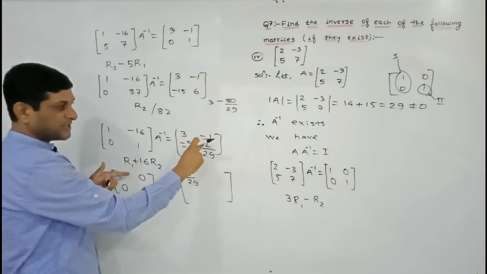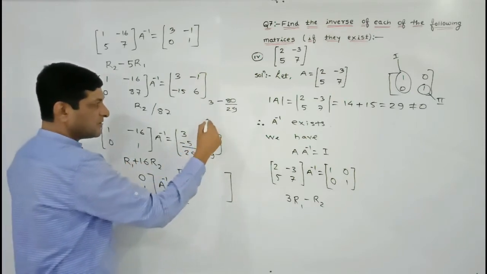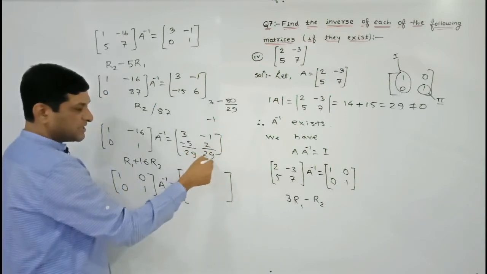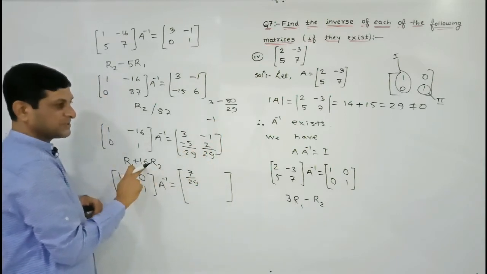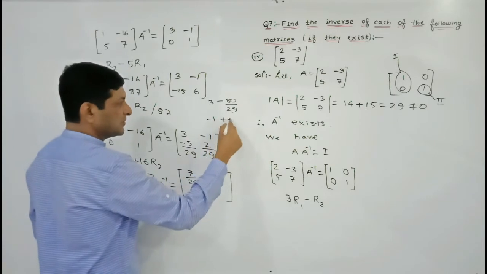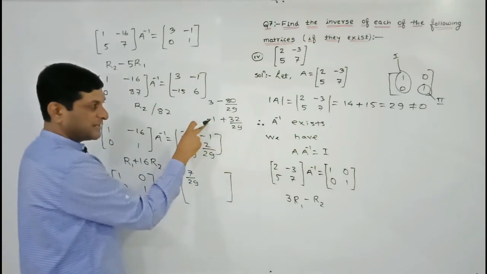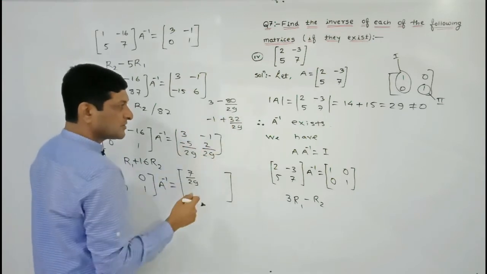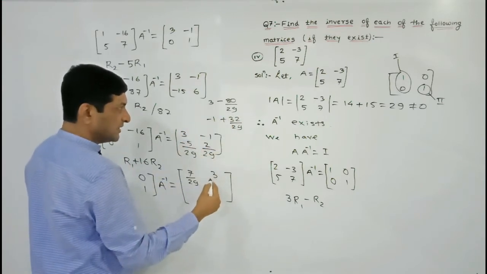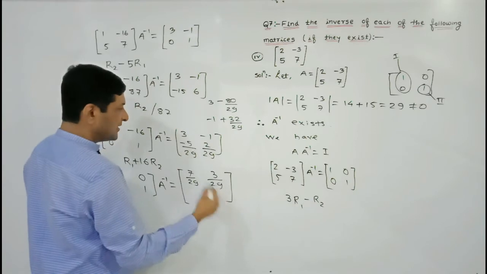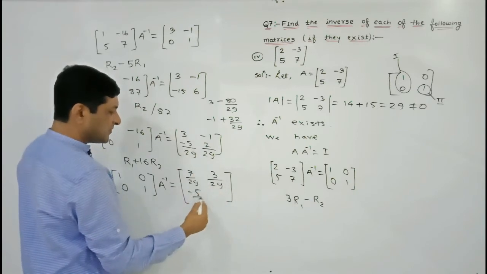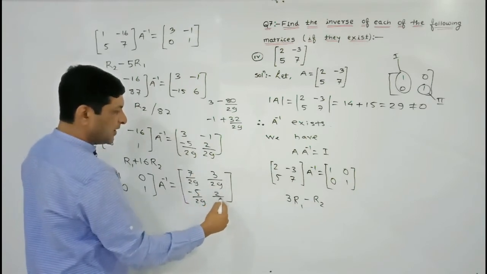Now perform this operation here. So what is the element of R1? Minus 1, and we are multiplying this R2 by what? 16. 16 2s are 32. 32 upon 29. 29 into minus 1 is minus 29. Minus 29 plus 32 will be equal to 3. 3 upon 29. Keep the remaining elements as they are, minus 5 upon 29 and 2 upon 29.